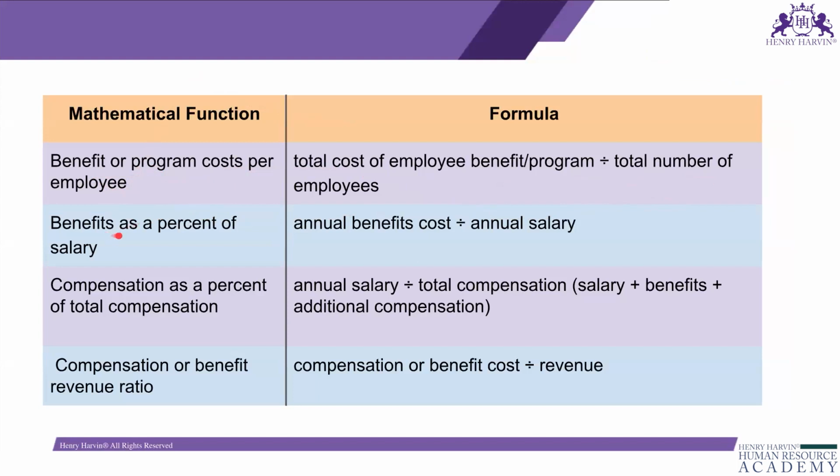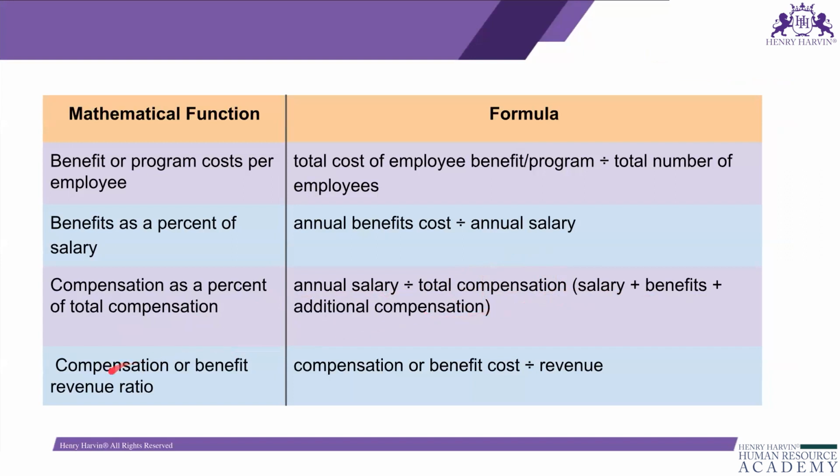If you want to calculate the benefits as a percentage of salary, it is the annual benefit cost that the company has incurred divided by the annual salary of the employee. If you want to calculate the compensation as a percent of total compensation, you can use annual salary divided by total compensation. In total compensation, you can have salary, you can have benefits, or you can have any additional compensation or any additional benefits that the company is providing you with the CTC.